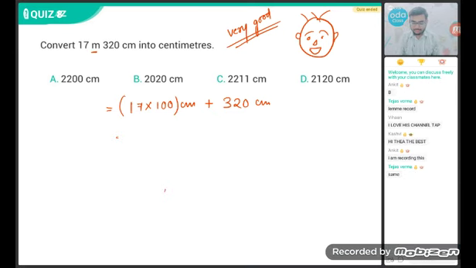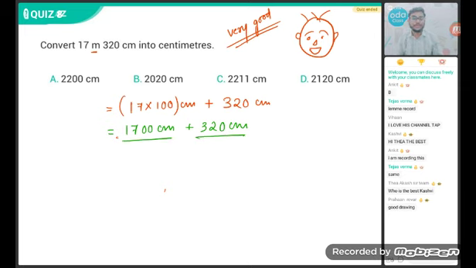Tell me, what is the answer? Yes, 17 into 100 is how much? That will be 1700, right? That will be 1700 centimeter plus 320 centimeter. Now students, everyone tell me, this is also in centimeter, this is also in centimeter.